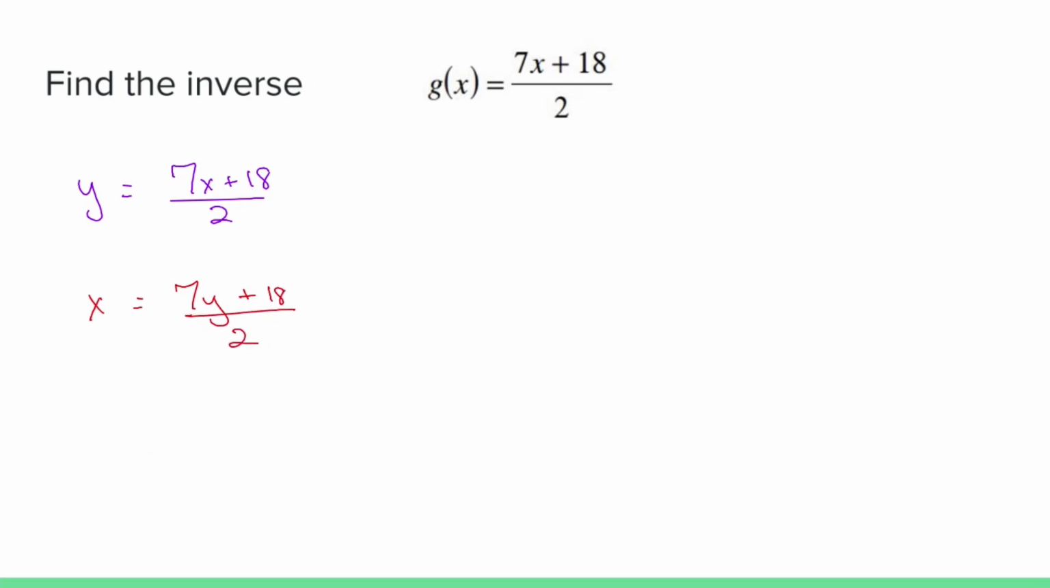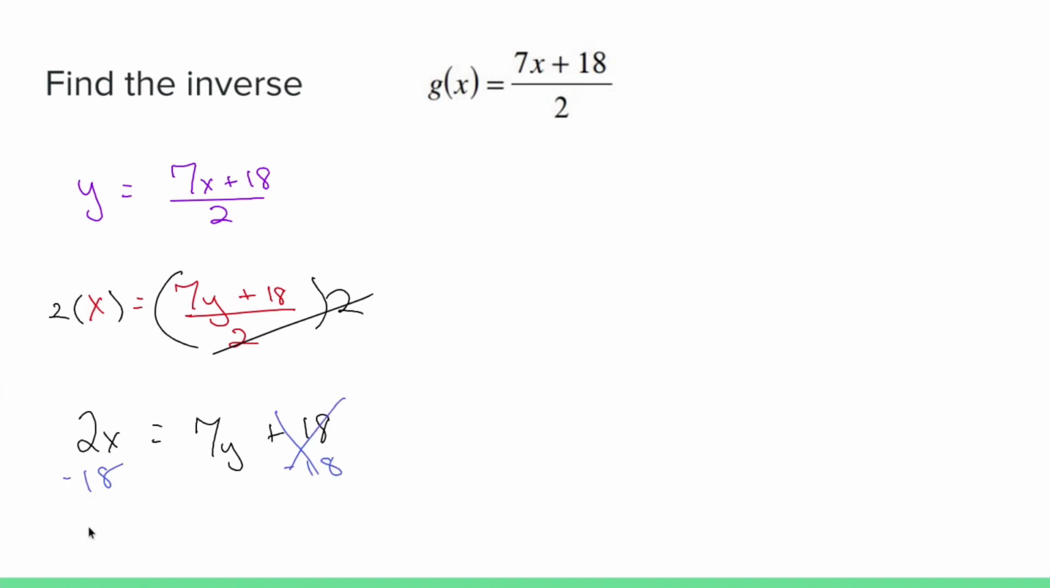Now we solve for the new y. Step number 1, multiply both sides by 2. That happens, so you now have 2x equals 7y plus 18. Let's subtract 18 from both sides. So 2x minus 18 equals 7y.